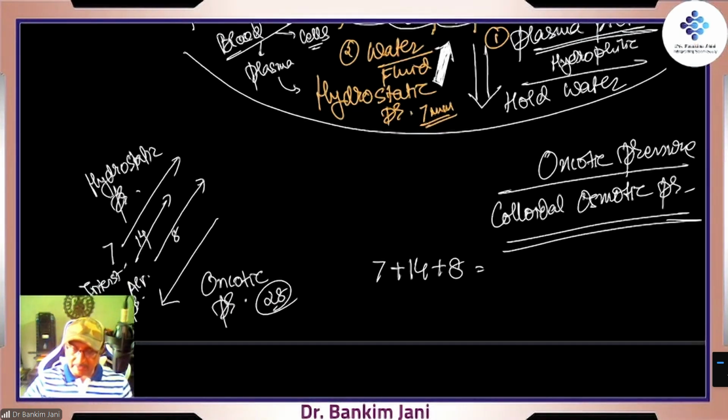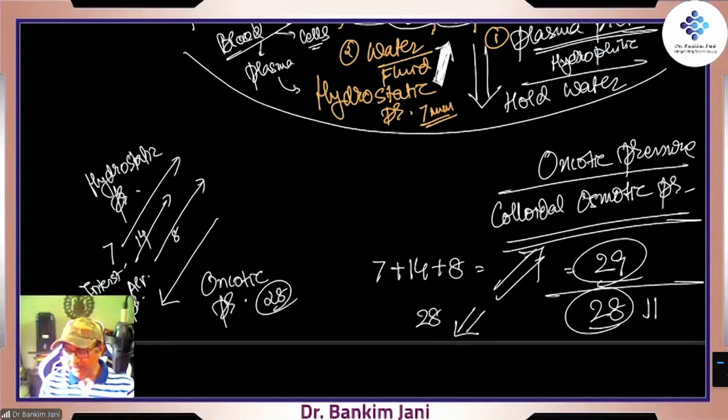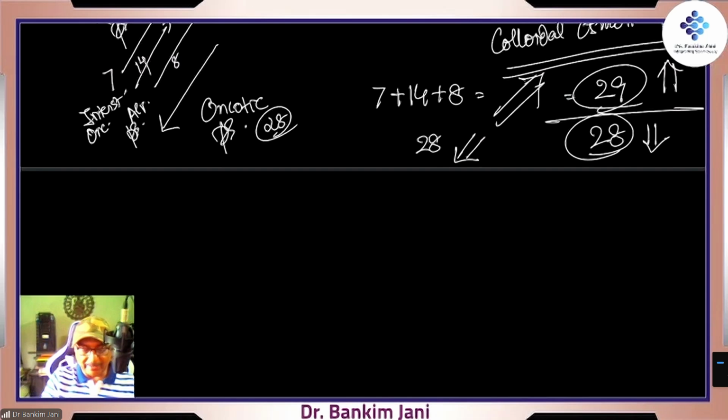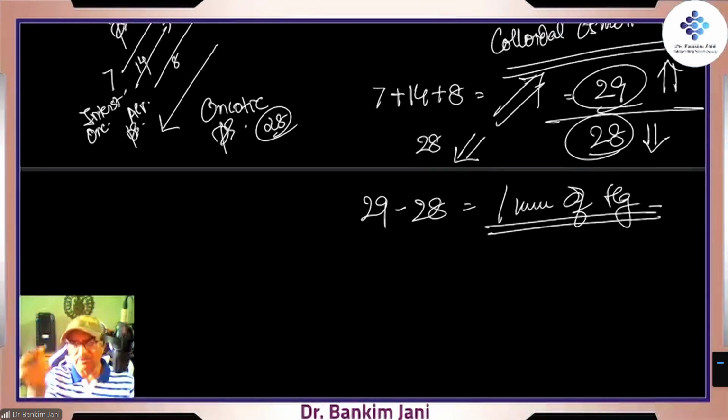So 7 plus 14 plus 8. These are the pressures which are telling that yes, pulmonary edema should occur. Water should go out. This 28 is telling that no, water should be retained in the capillary. So what would be the number? 14 plus 8 is 22, plus 7, 29. Over here, this is 28. 28 is telling that keep it inside. 29 is telling no, let the blood go out. So what would be the net result? 29 minus 28 is equal to 1 mm of mercury. Pretty less, right? Just 1 mm of mercury.